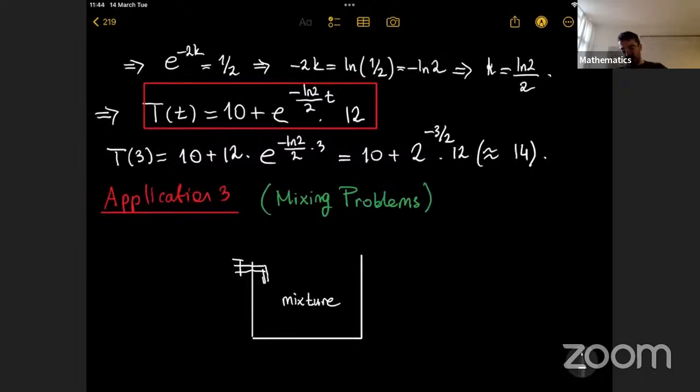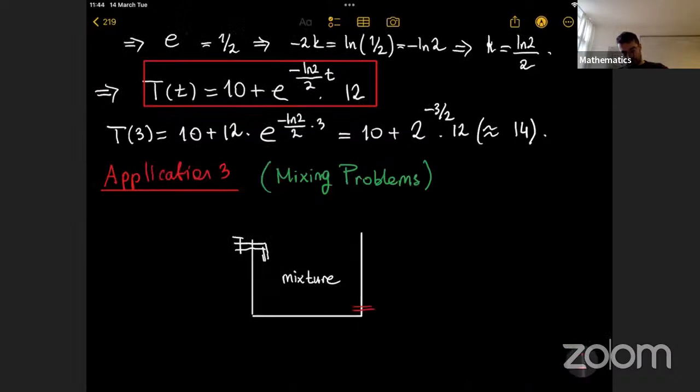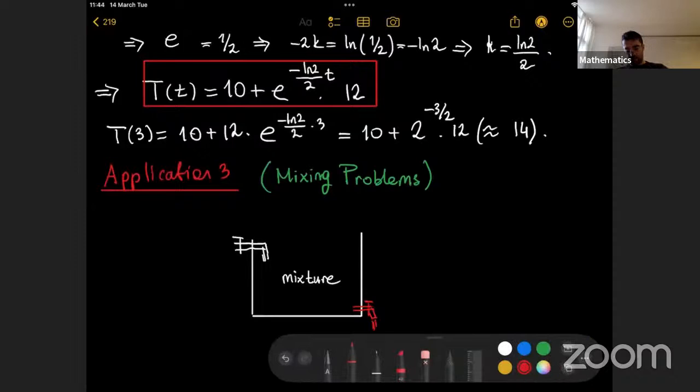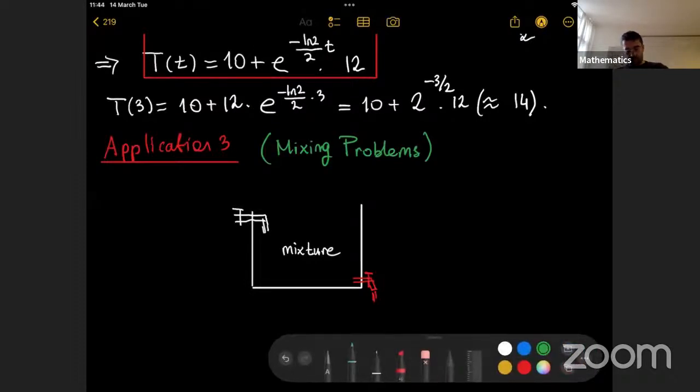And at the same time, the mixture flows out from here, okay? So there is a mixture that flows in and flows out at the same time. And this mixture contains some chemical. Here, the chemical can be salt, sugar, or a real chemical, okay? Depends on the problem.